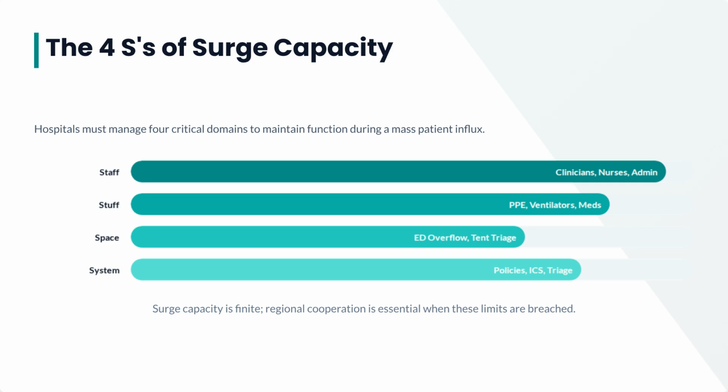Hospitals must manage the 4 S's of surge capacity during a mass patient influx: staff, stuff, space, and system. Surge capacity is finite, emphasizing the need for regional cooperation when limits are breached.